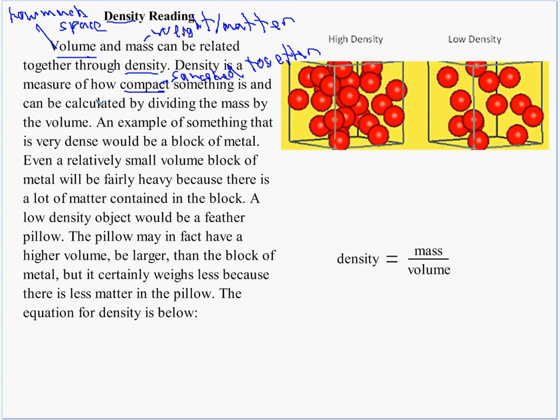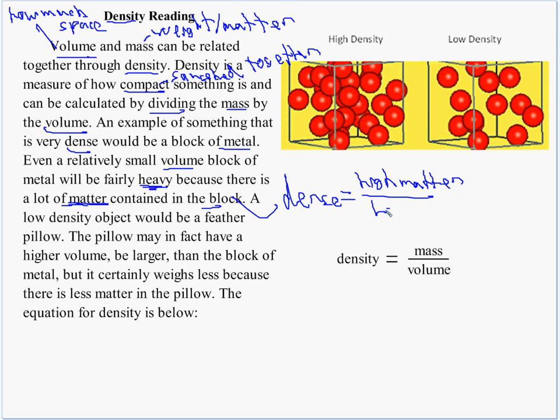Okay, so how compact something is can be calculated by dividing the mass by the volume. An example of something that is very dense would be a block of metal. So a lot of stuff squished together in metal. Even a relatively small volume block of metal will be fairly heavy because there's a lot of matter contained in the block. So dense equals high matter for a low volume, low V.